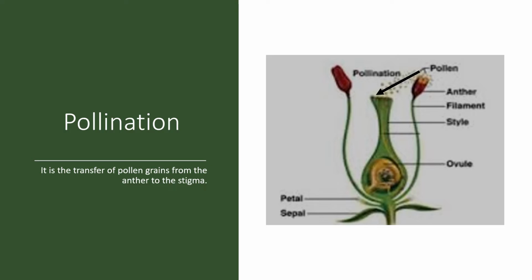Pollination is the transfer of pollen grains from the anther to the stigma. The pollen grain is formed in the anther. In this process, it needs to transfer from the male part to the female part. Thus, it needs to land on the stigma. From the male part, which is anther, to the female part, which is the stigma.